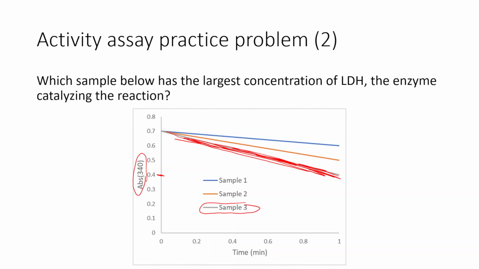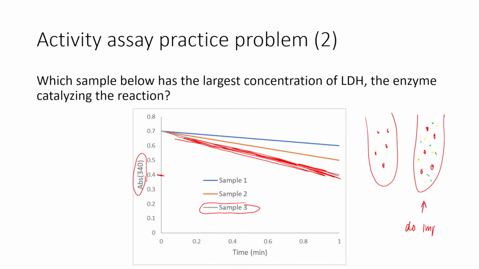Maybe not. Okay, let me rephrase my question. Maybe I didn't state it well. So what I mean is, if you have a tube and you have some of your protein of interest, but you also have a mixture of other proteins in it, would that behave the same in an activity assay or differently than if you had a tube with only your protein of interest in it? So do impurities affect the activity?